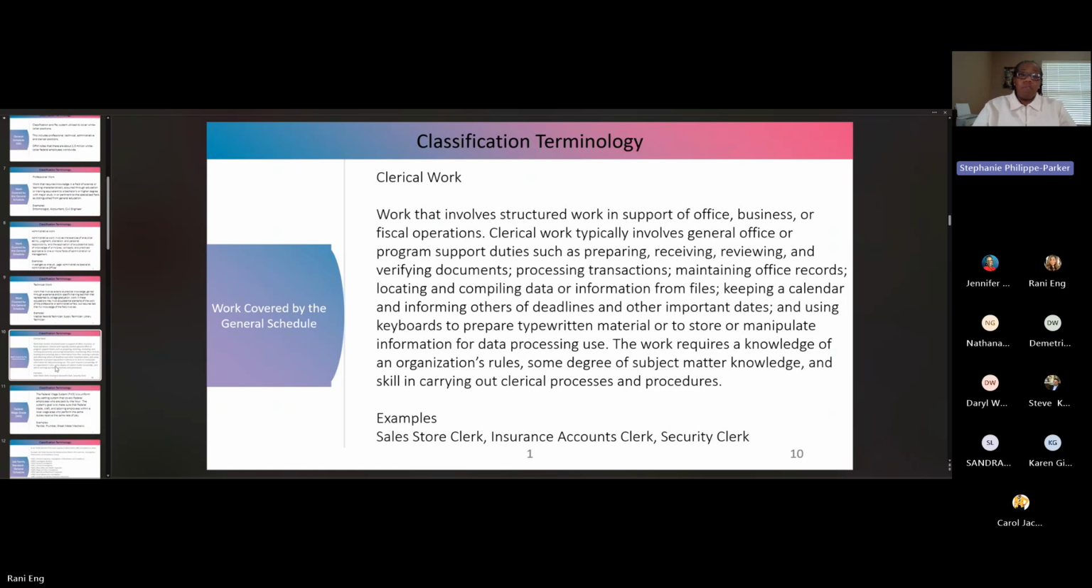So now we want to find out where a position falls if they are not white collar. We went over all four categories of the general schedule. And if they are not considered white collar positions or performing any of these four types of work, then they fall into the pay system called the wage grade. Next slide, please.